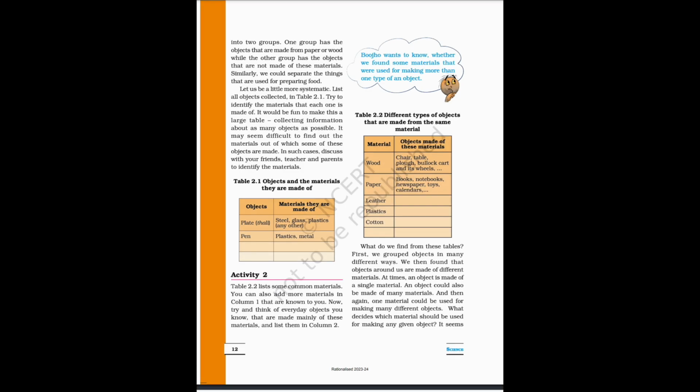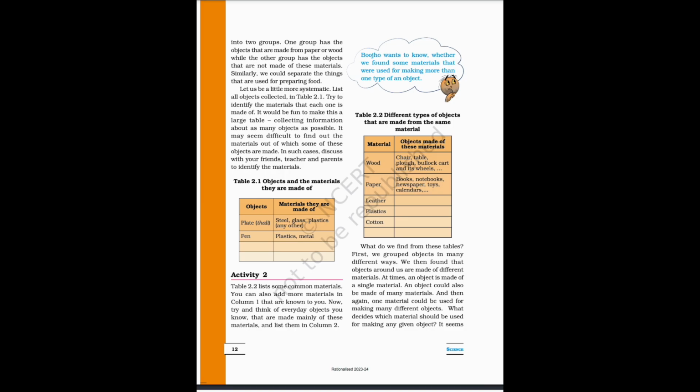Table 2.2. Different types of objects that are made from the same material. Material: wood; objects made of these materials: chair, table, plough, bullock cart, and its wheels. Material: paper; objects made of these materials: books, notebooks, newspaper, toys, calendars. Material: leather, plastics, cotton. What do we find from these tables?